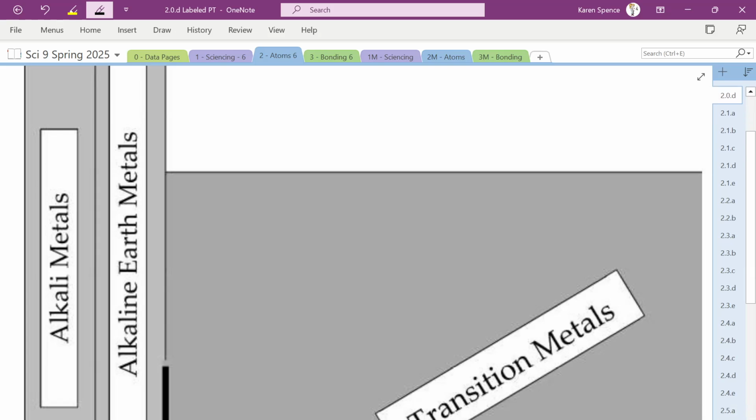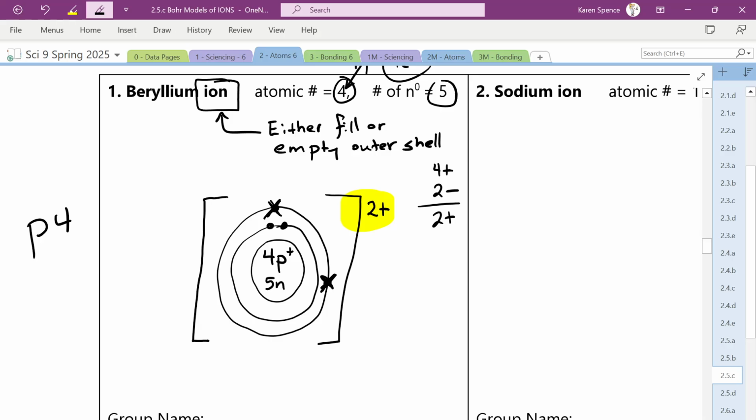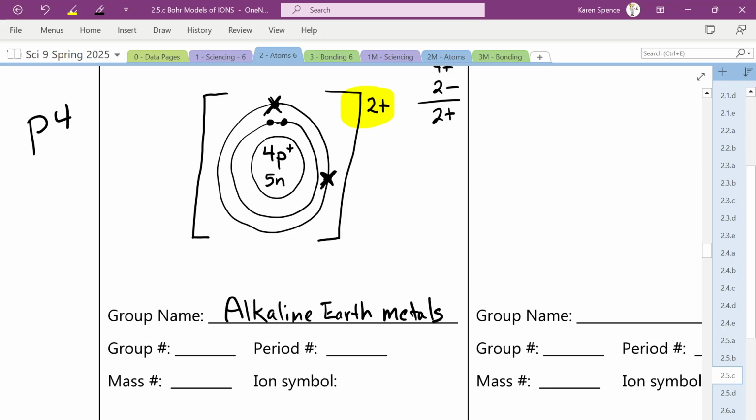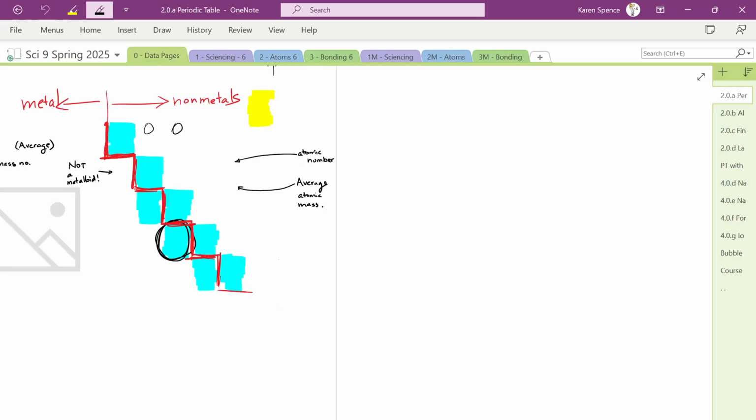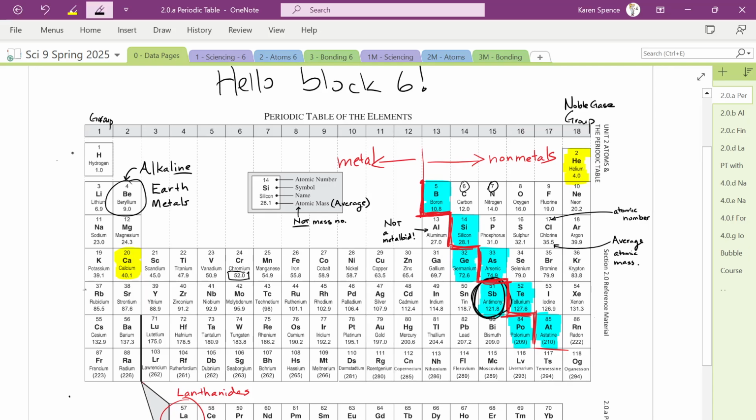Those are the alkaline earth metals. It's group number 2. It is period number 1, 2, so it's in the second row. So it's period number 2.